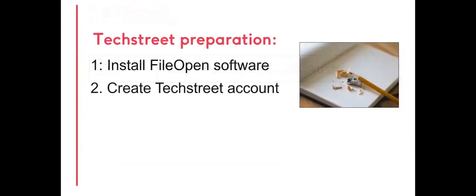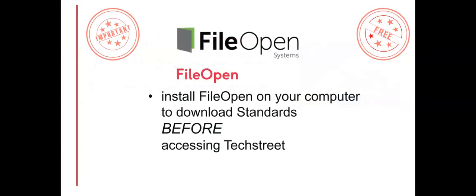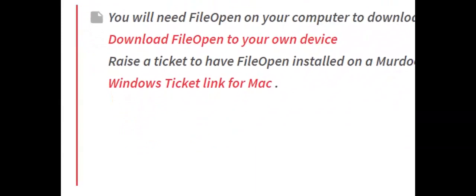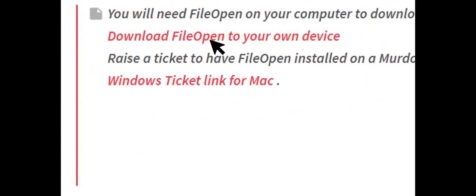But before accessing Techstreet, you'll need to install the File Open software onto your computer and set up an account. File Open is needed to download a standard onto your computer. Use the link to File Open that's on the Techstreet database record. Follow the prompts to install File Open.